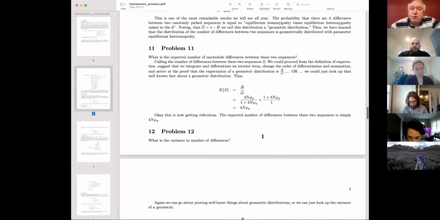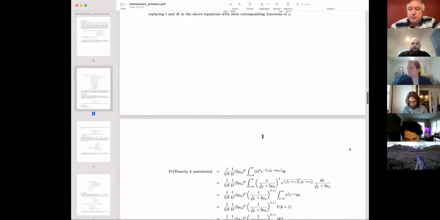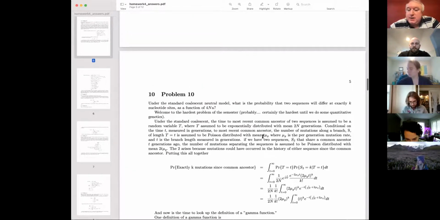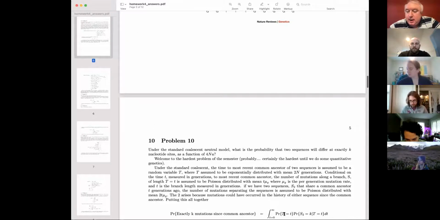I'm having you do all of this for no reason other than to see that when you set this up as a random time to a common ancestor and a Poisson distributed number of events, the thing that controls that process entirely is theta. There's nothing else to it.